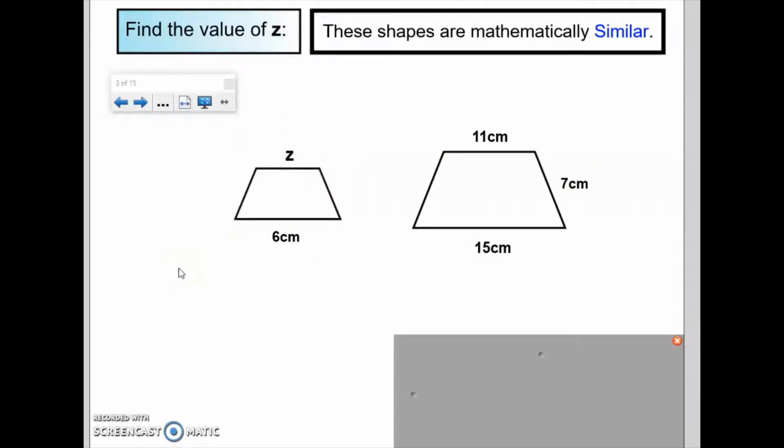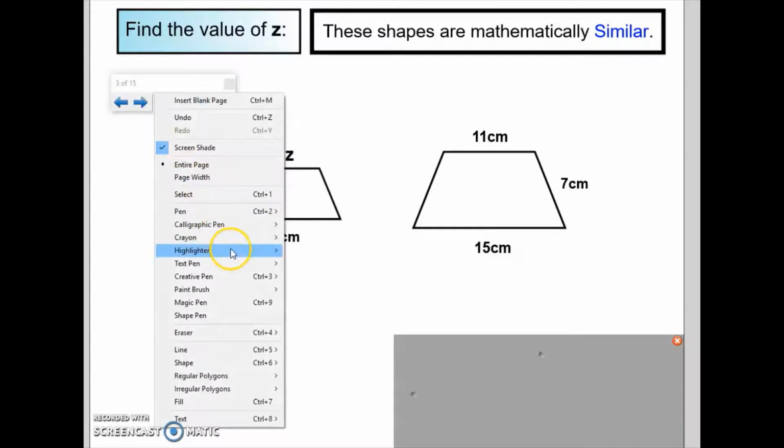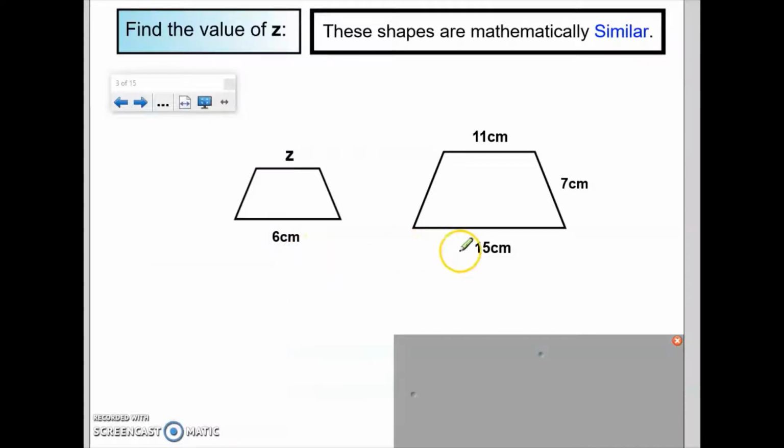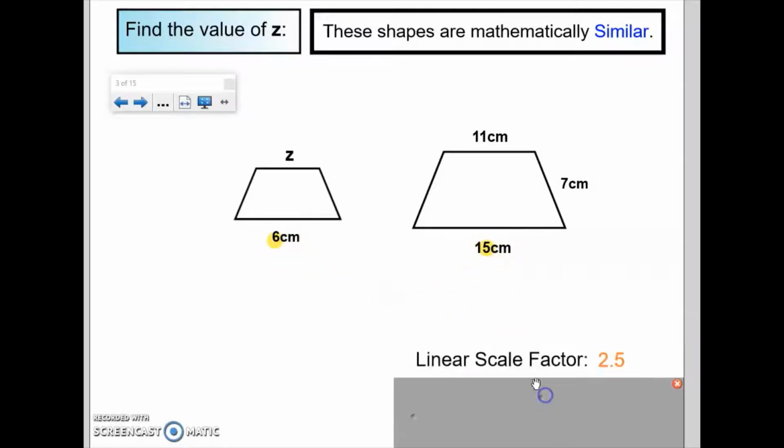So first thing we're going to do is find the linear scale factor. If we look at the corresponding lengths on the base of the trapezium, we have this length of 15 and this corresponding length of 6. So I'm going to take 15, divide by 6 to find that my linear scale factor is actually 2.5 in this question. If I used 6, multiplied it by 2.5, I would end up with 15.